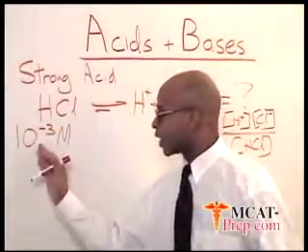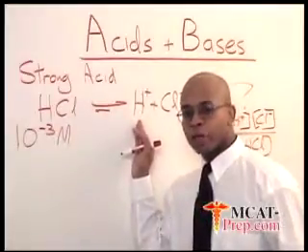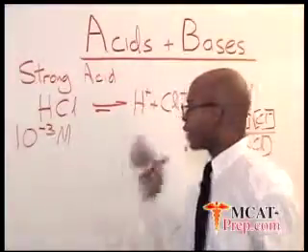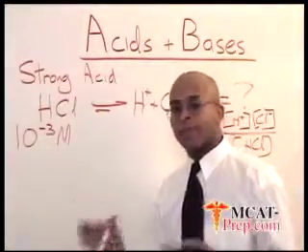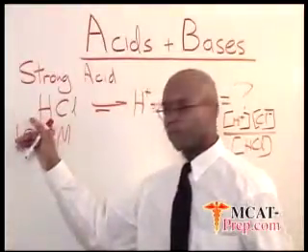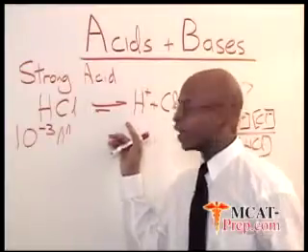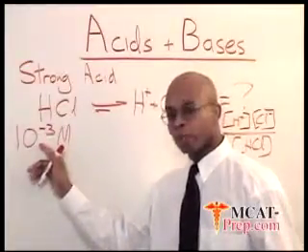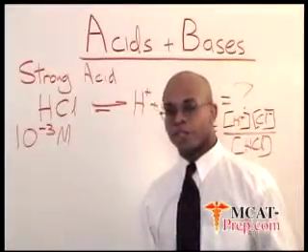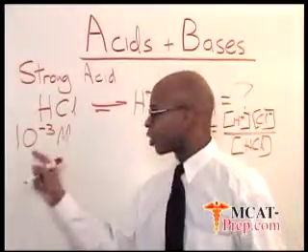We start with 10 to the minus 3, then when it dissolves we will have 10 to the minus 3 molar of hydrogen ions, and we will also have 10 to the minus 3 molar of Cl minus ions. The number of moles of each don't change, because for every 1 mole of HCl, we have 1 mole of hydrogen being produced. Therefore, 10 to the minus 3 molar HCl, we will have 10 to the minus 3 molar hydrogen ions.